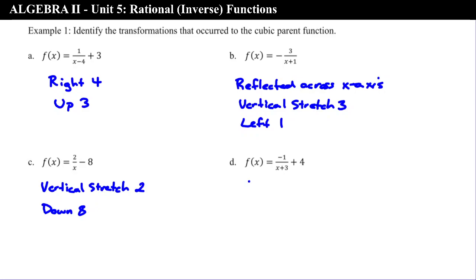And then finally, for the last one, that negative in the top tells us that we are reflected across the x-axis, but there's no stretch because it's only a value of 1. And then the plus 3 tells us we're moving left 3, and then the plus 4 tells us we go up 4. So a lot of this is very similar to what you've already seen in the previous transformations that we've already covered.